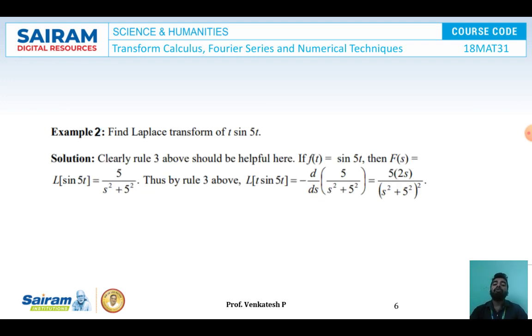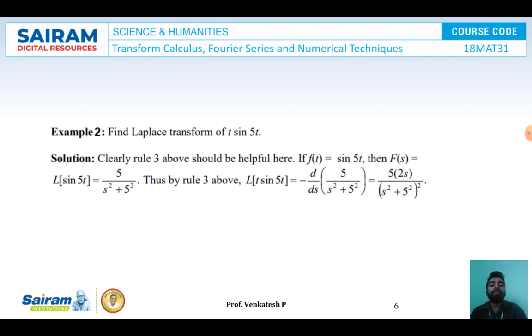Example number 2, find the Laplace transform of t into sine 5t. Here I am going to use rule number 5. When n is equal to 1, we have to use this formula. First, choose the function f of t. In this case, f of t will be sine 5t. So I am choosing f of t is equal to sine 5t.